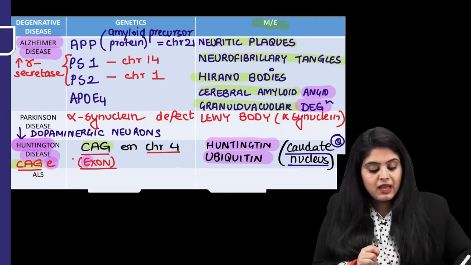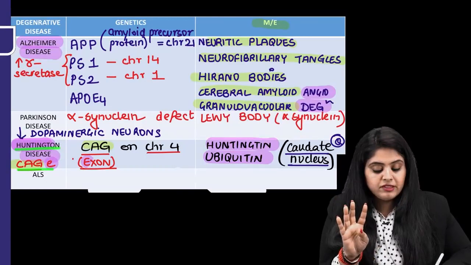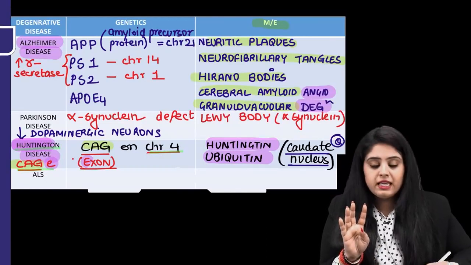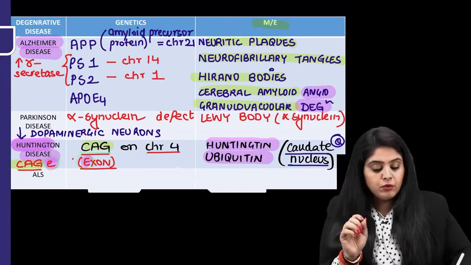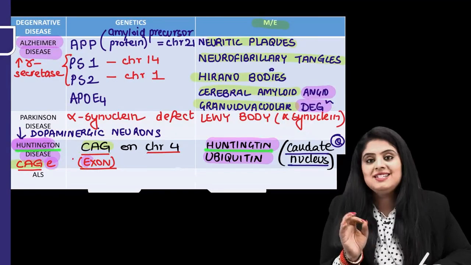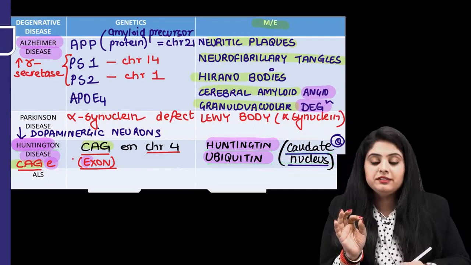Caudate nucleus is what is going to be there. Let me do a quick recap. When I'm saying Huntington, you will say hunting in a cage. Cage has 4 alphabets. This is a chromosome 4 problem. Cage has CAG, so there are CAG repeats on E for exon. The proteins, of course, in Huntington will be Huntington increase and ubiquitin, where in the caudate nucleus.